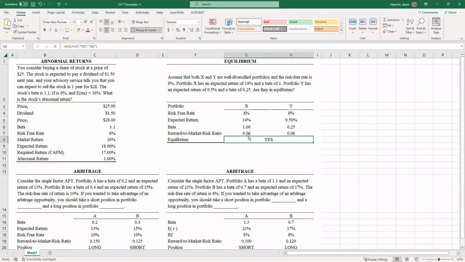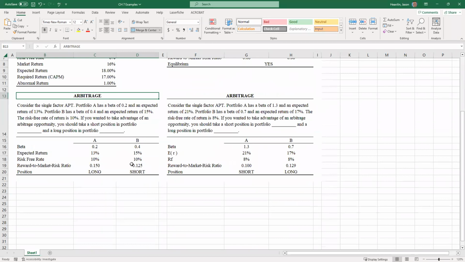Now, what happens when these are not the same? Then you're not in equilibrium. And when you're not in equilibrium, then there's an arbitrage opportunity. In this case, the way to take advantage of the arbitrage is that when the reward to market risk ratios are not the same, you want to take a long position. You want to invest in a long position in the one with the higher reward to market risk ratio. And then you want to take a short position on the one with the lower reward to market risk ratio.